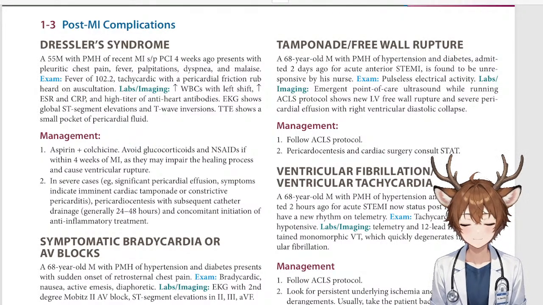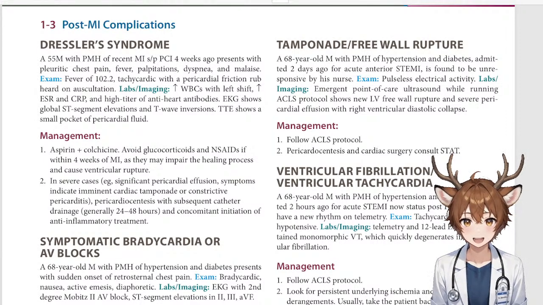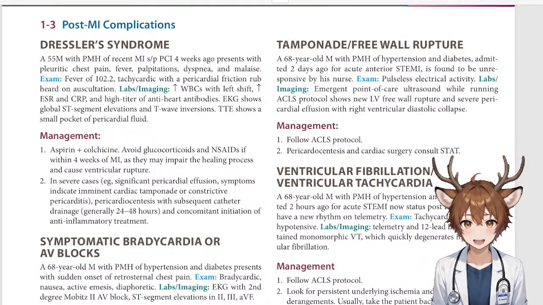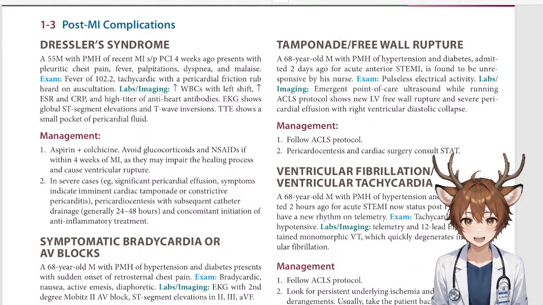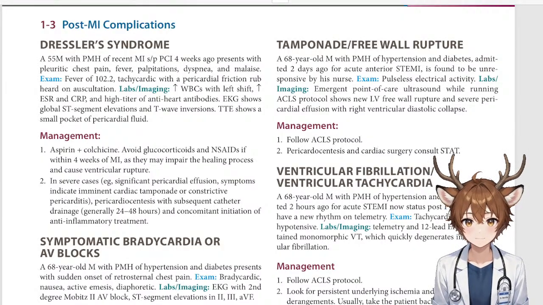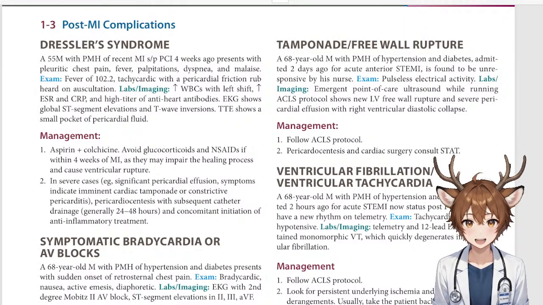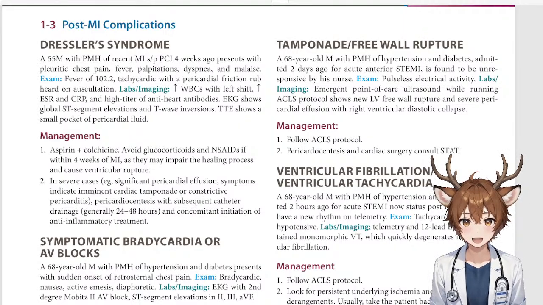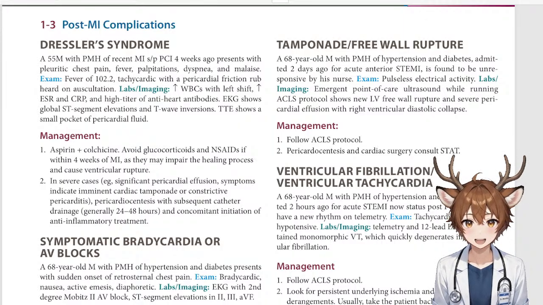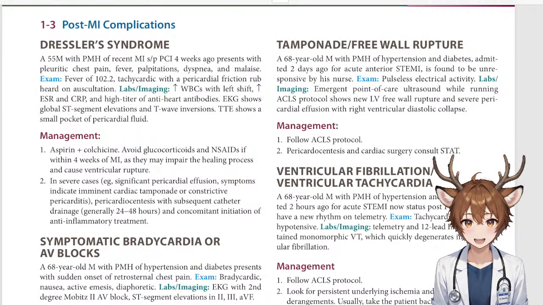So Dressler syndrome, a 55-year-old male with a past medical history of recent myocardial infarction, status post PCI, percutaneous coronary intervention, 4 weeks ago, presents with pleuritic chest pain, fever, palpitation, shortness of breath, and malaise. Exam, fever of 102.2, presumably Fahrenheit, I'd imagine. Tachycardic with a pericardial friction rub heard on auscultation. Lab and imaging, elevated white blood cells with left shift, elevation in ESR and CRP, and higher titer of anti-heart antibodies.